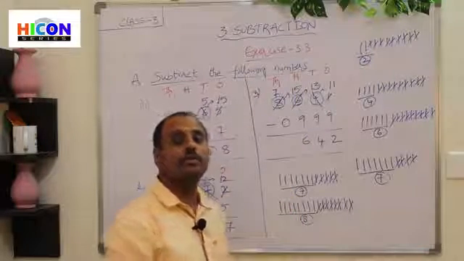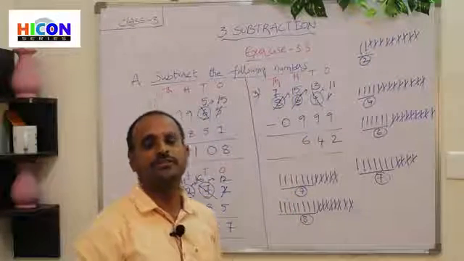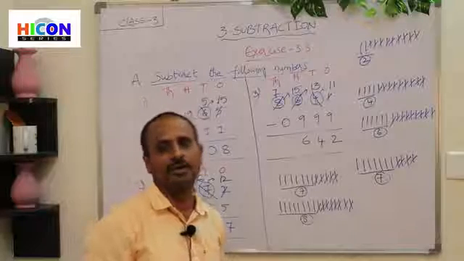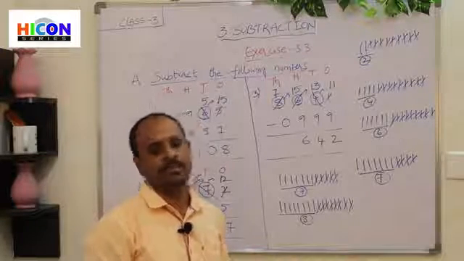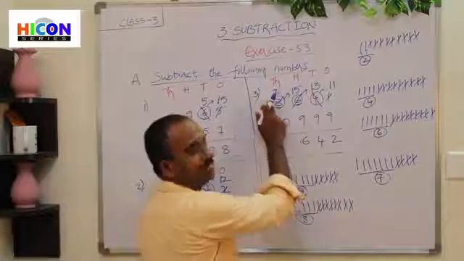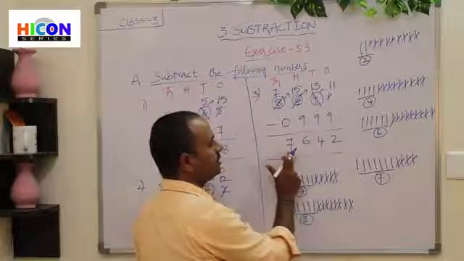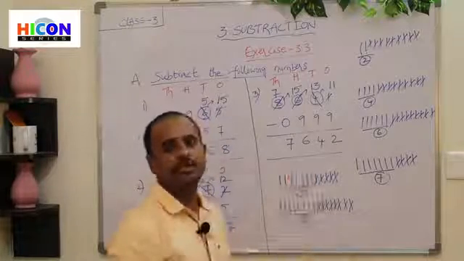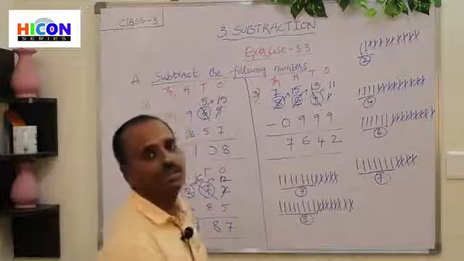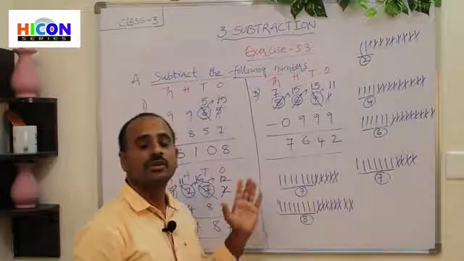According to the properties of subtraction, if we subtract 0 from any number, we will get the same number again. So if we subtract 0 from 7, again we will get 7. So the answer is 7642. So children, in this way we can do the subtraction with regrouping.